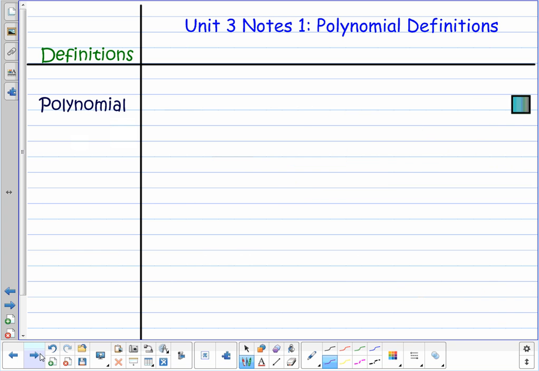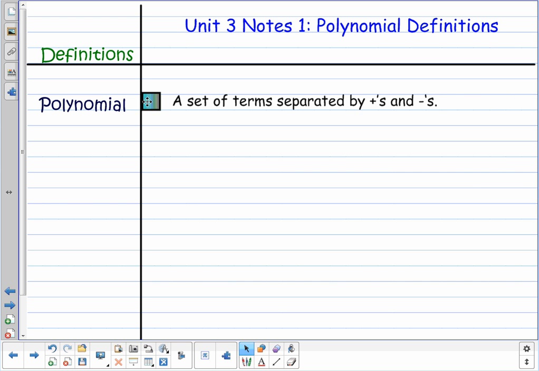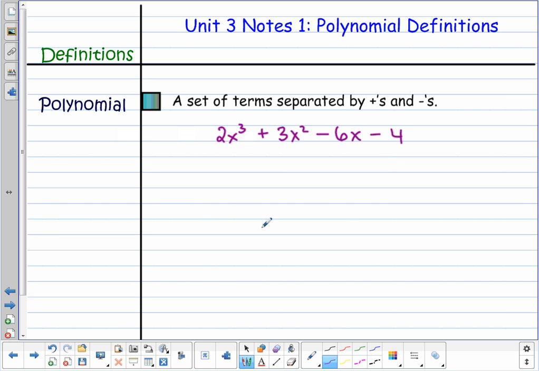A polynomial. Now, you've probably heard the word polynomial before, but maybe not really done a whole lot with it in the past. A polynomial is a set of terms separated by addition and subtraction. So for example, if I had something like 2x to the third plus 3x squared minus 6x minus 4, that is a polynomial. If you think about the prefix of the word, poly means many. So you'll hear things like monomial. Mono means one. Binomial.